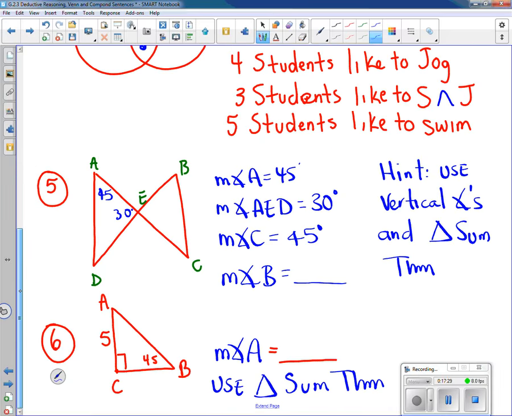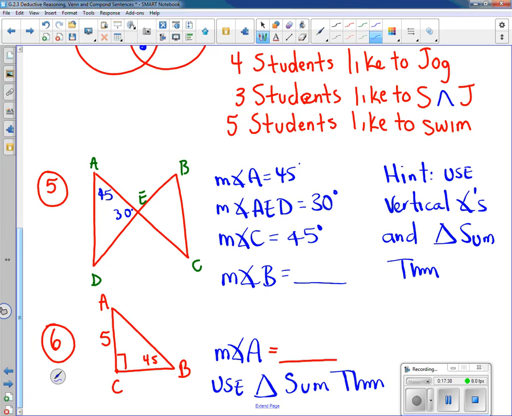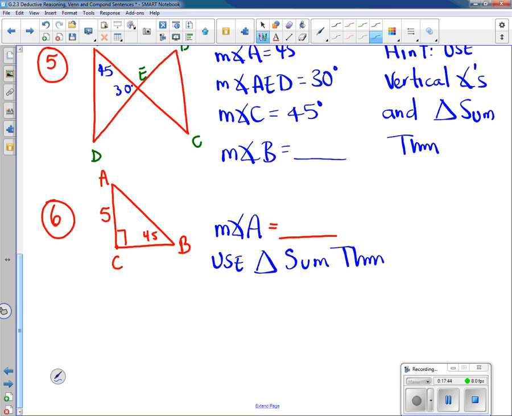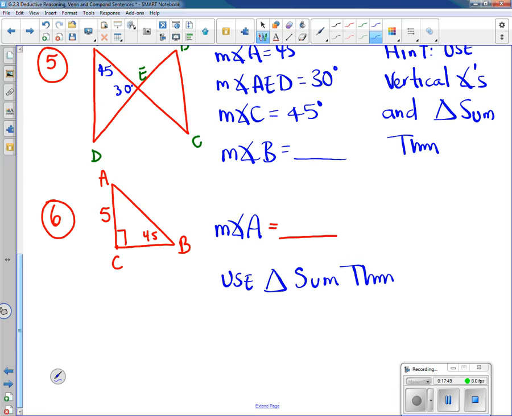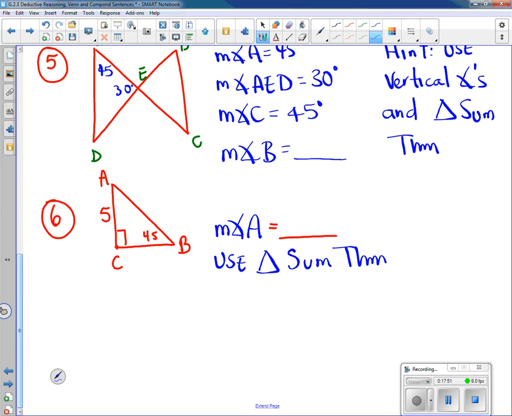In 5, you're using the vertical angles and the triangle sum theorem. If you're not sure what these things mean, you can simply look them up on Google, and that will help you walk through those kinds of problems. And then the last one, you're going to take that one and use the triangle sum theorem. And again, if you're not sure what that means, just Google it, and that'll help you with it.